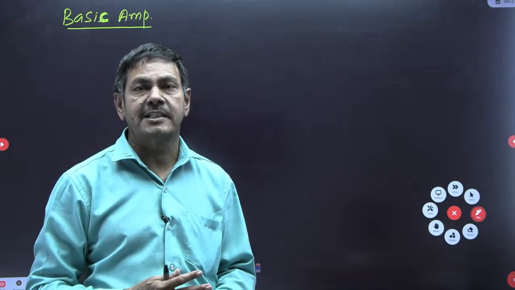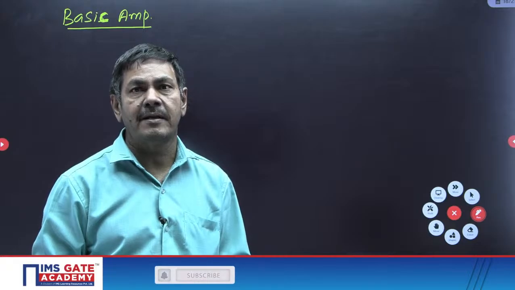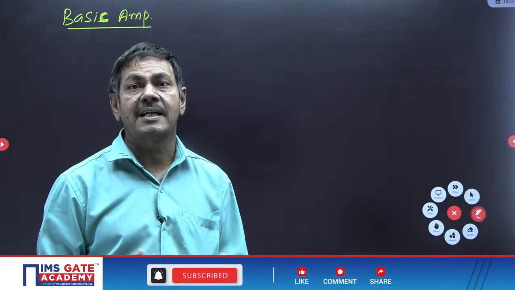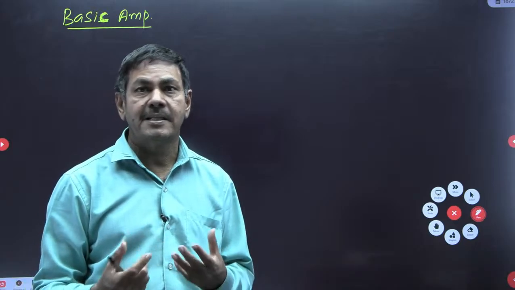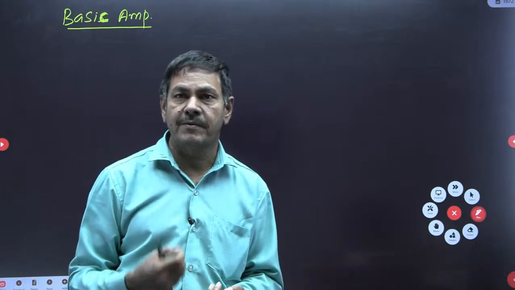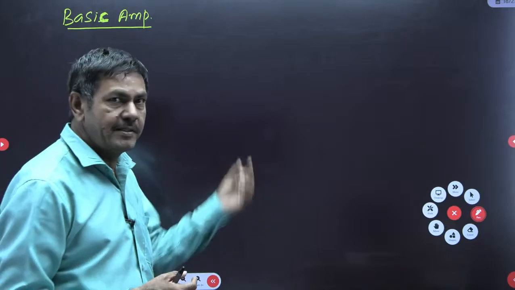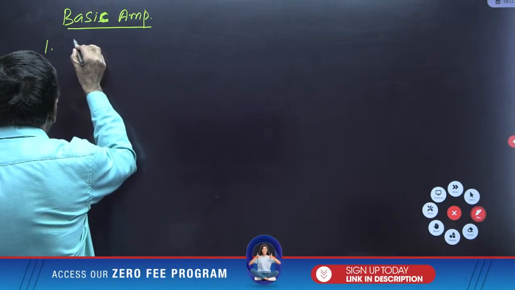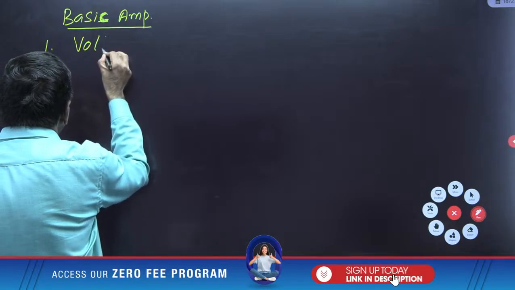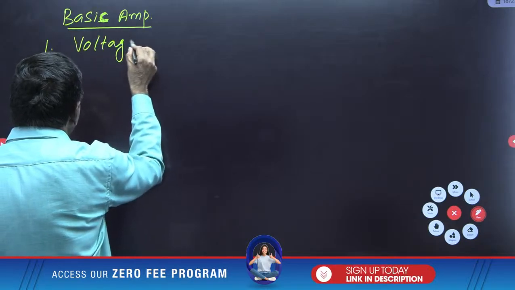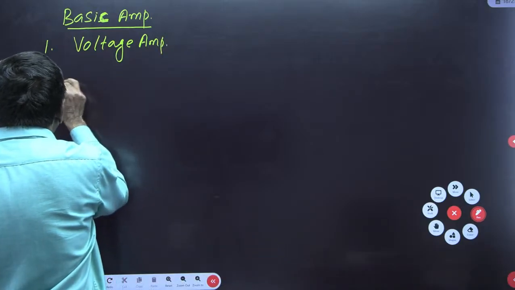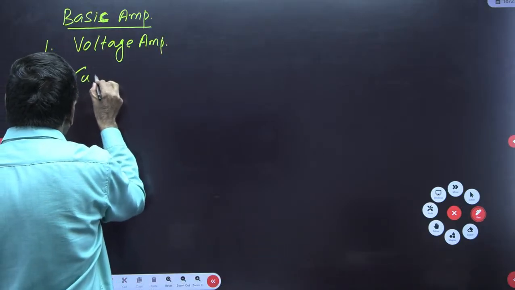One is a voltage amplifier, one is a current amplifier, one is a transresistance amplifier, and the next one is a transconductance amplifier. Based upon these basic amplifiers, questions are asked. How the questions are asked, I will explain. Four basic amplifiers. One is the voltage amplifier. Must know, very important from the GATE point of view. The second one I take as the current amplifier.